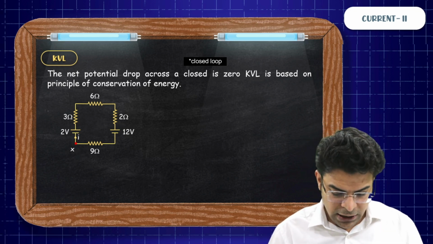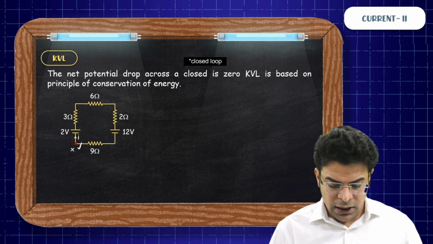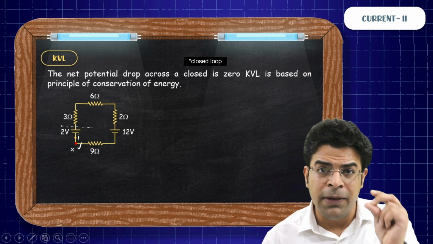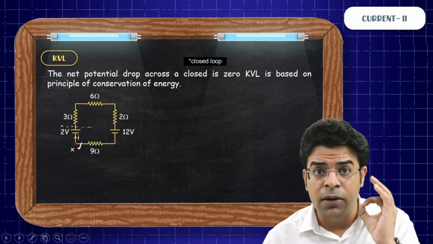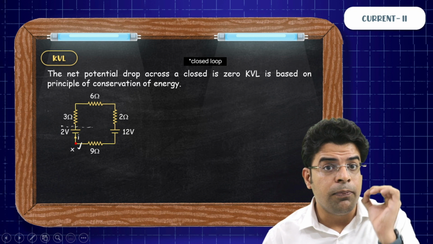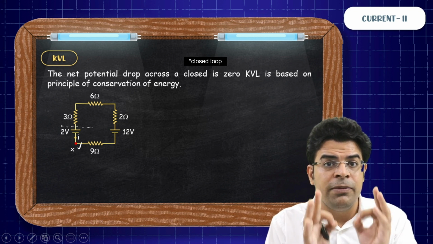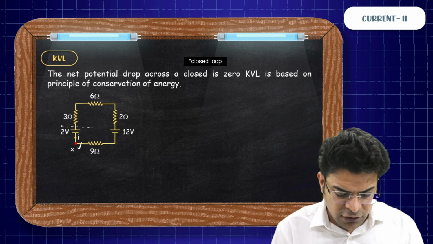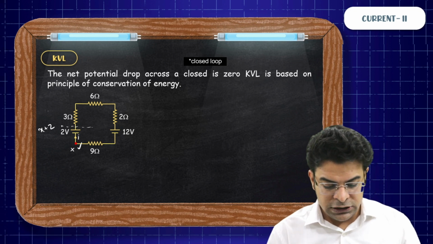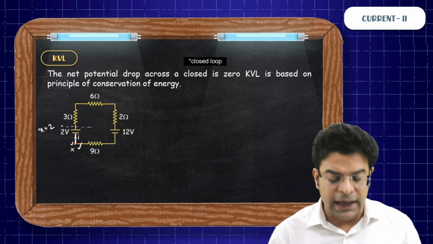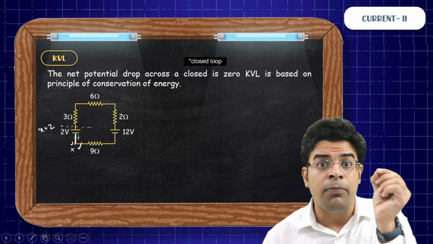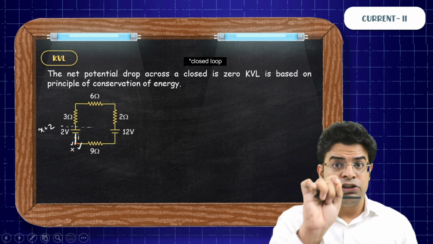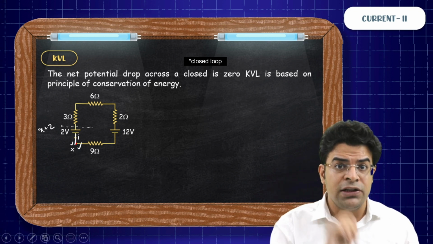See, if the potential of this point is X, can you tell me what will be the potential of this point? Sir, here we have got a battery of 2 volt. If we have got a battery of 2 volt, it means that the positive plate of the battery will be at a potential 2 volt higher than the negative plate. Hence, the potential of this point has to be X plus 2. Since the negative plate has a potential of X, the positive plate will have a potential of 2 volt higher, so X plus 2.